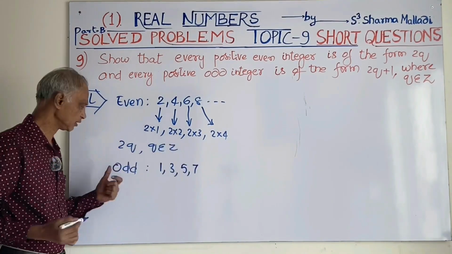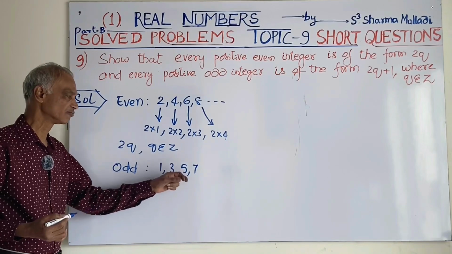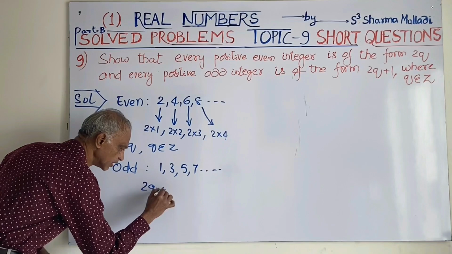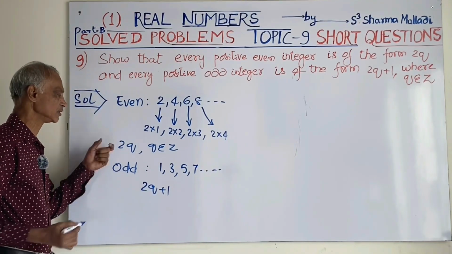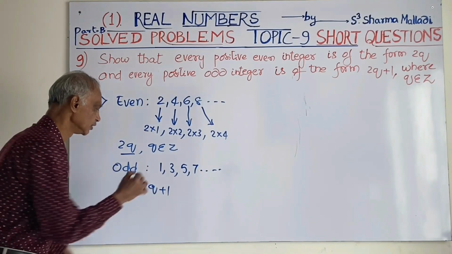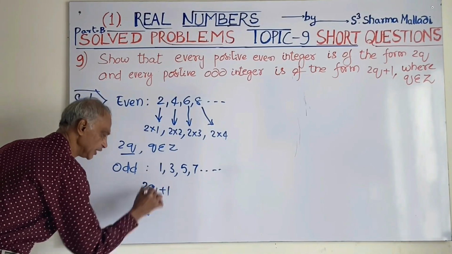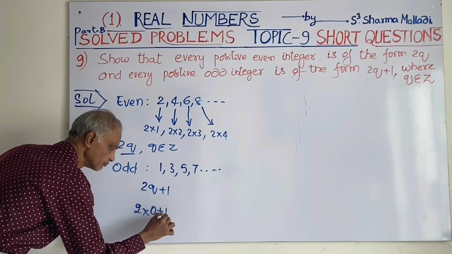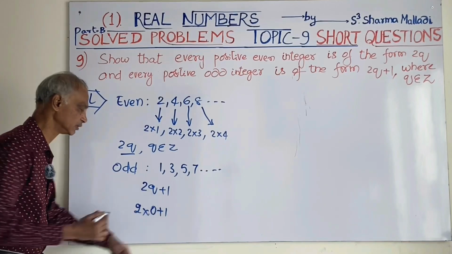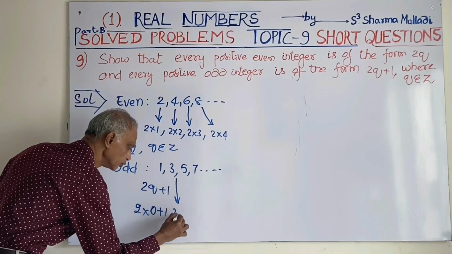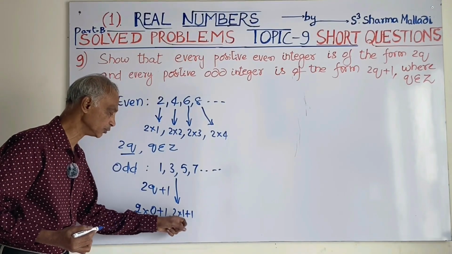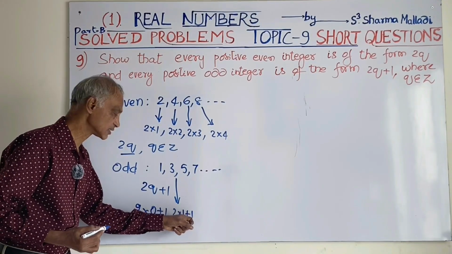Odd numbers are 1, 3, 5, 7, like this. They are in the form of 2q plus 1. Even numbers are in the form of 2q, odd numbers are in the form of 2q plus 1. You see, 1 can be written as 2 into 0 plus 1, where q is an integer. 3 can be written as 2 into 1 plus 1, 2q plus 1.